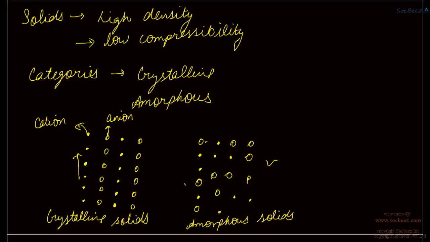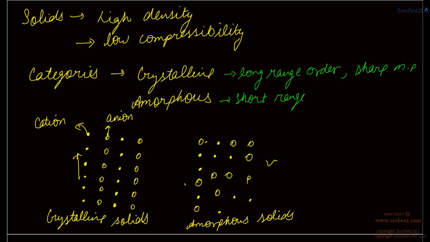Also, because of this, crystalline solids have a sharp melting point, while amorphous solids have a diffused melting point. So, the properties we can write here: long range order, sharp melting point. Sharp melting point means they have a specific melting point. Whereas amorphous solids have short range order and a diffused melting point. By diffused melting point, we mean that there is no specific melting point in the case of amorphous solids.